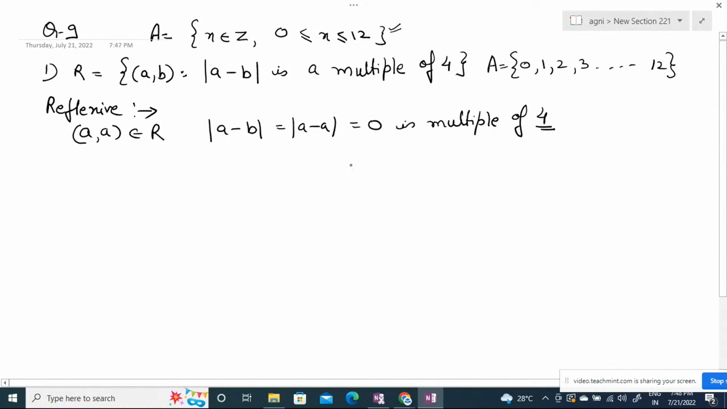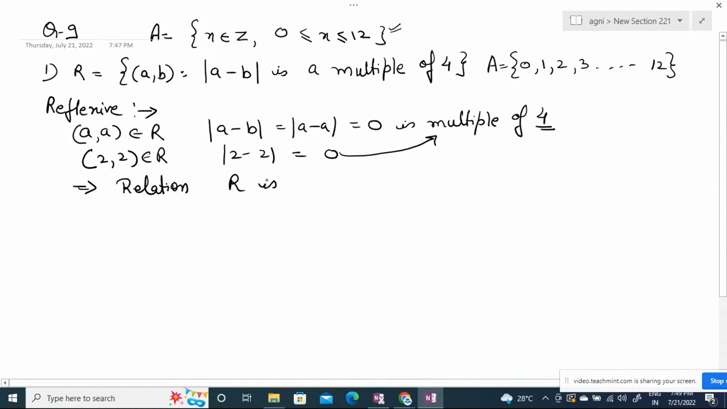Clear? So for example, if I take the ordered pair 2 comma 2 belongs to R, now it becomes 2 minus 2, which is equal to 0, and 0 is again a multiple of 4. So it satisfies the reflexive nature. So relation R is reflexive.